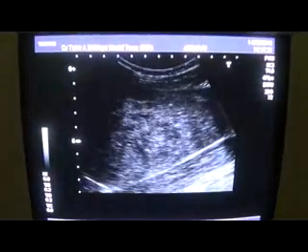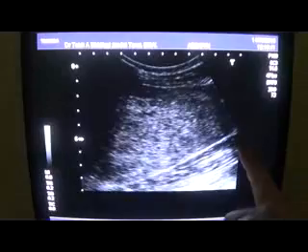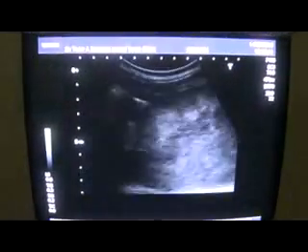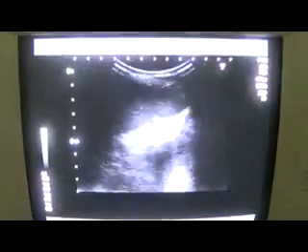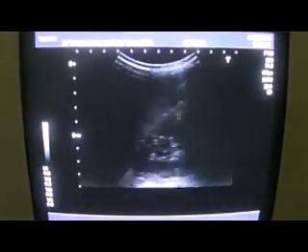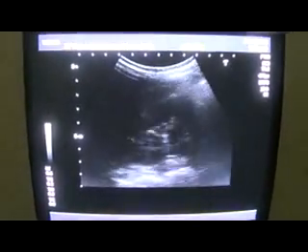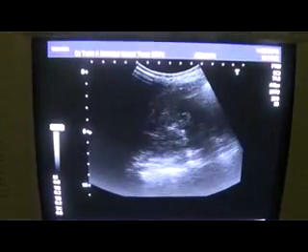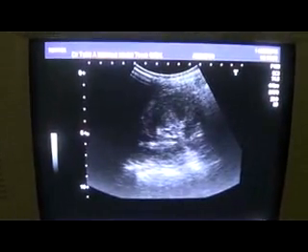And this is the psoas muscle on the left side, and you can see the mass over here. This is the spleen, normal. The kidney is okay. No mass effect on the ureter is seen, as the kidney is not showing any hydronephrosis.